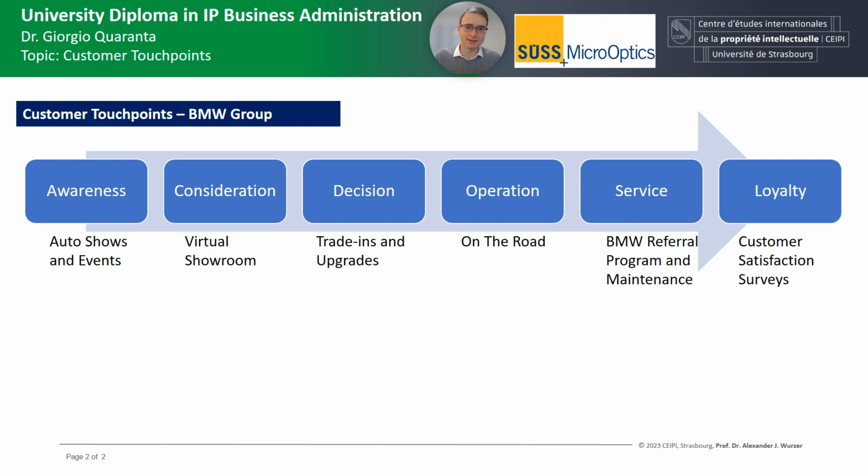So all of this is pre-purchase. Then there is the decision stage, which is the purchasing aspect. In this phase we include the purchase of the car itself, trade-ins, but also upgrades. Then there is the operation stage, the pleasure of driving a BMW car on the road. Then there is the post-purchase stage, so the service stage. For example, I found the BMW referral program and the BMW maintenance program.